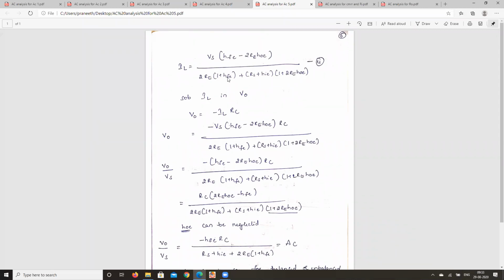So this I'll be going to get. Take it down. From that we have brought Vs by IL, and what we do is keep IL on one side. We have just derived the expression for IL.